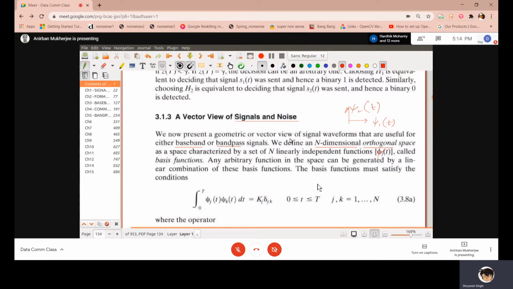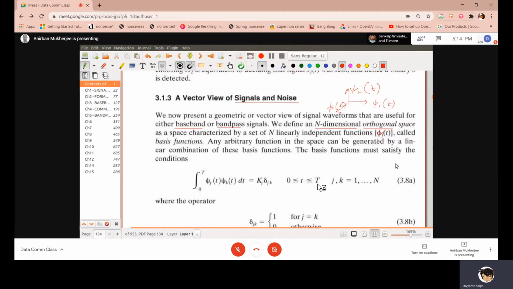Okay. And so any arbitrary function, say here, you can generate by a linear combination of psi 1 and psi 2, as long as this function, say phi t, is in the space spanned by psi 1 and psi 2. That is the basic rule. And the basis functions must satisfy a condition. That means I told you it is an orthogonal space and the basis functions are n linearly independent functions.